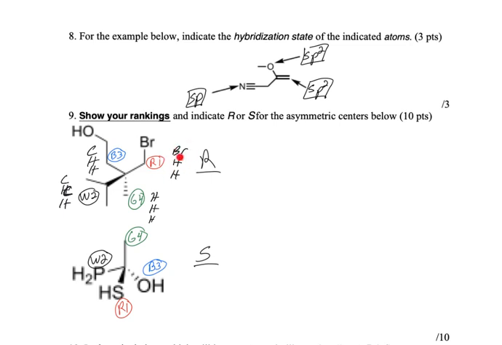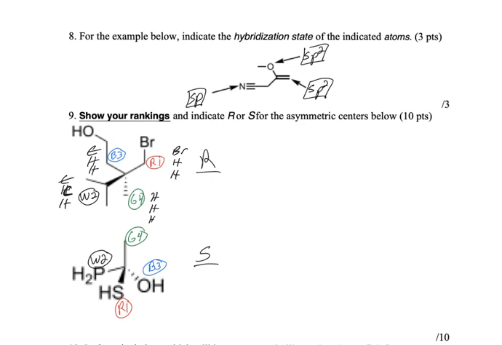So that means this has the highest priority because bromine is the highest atomic number. This has lowest because hydrogen is lower than carbon. And these two will tie and tie, but then all of a sudden this will win. So that's number 2, right? This carbon beats that hydrogen. So these are the rankings. And then if you use your model kit, you should see that it rotates clockwise, so the molecule is R.